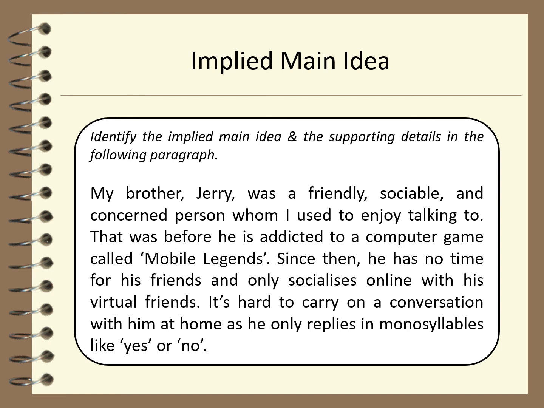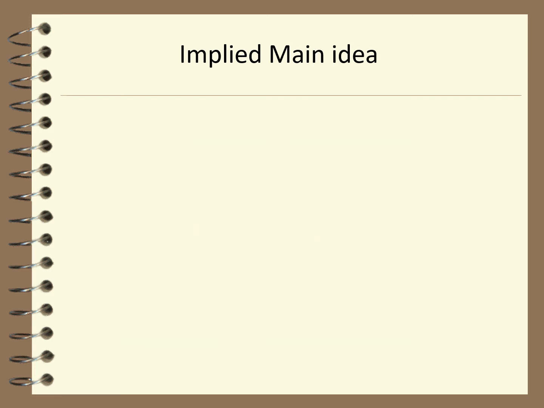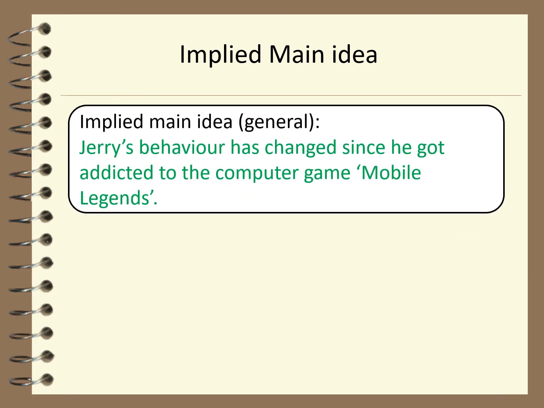So what can you conclude from that? Before this, he was different. Right now, he is different. So you can say that his behavior has changed. Why? His behavior has changed because he's addicted to the computer game. So the main idea could be something like this: Jerry's behavior has changed since he got addicted to the computer game Mobile Legends.